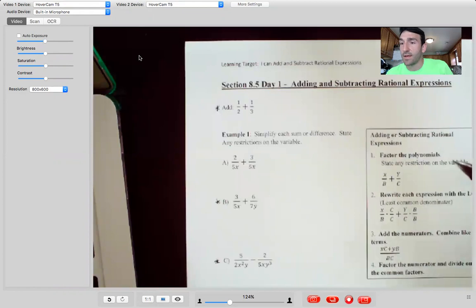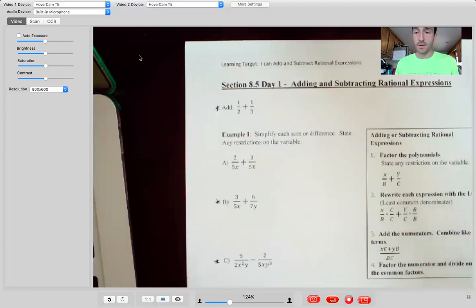As we have in the last couple lessons, the first thing we want to do is factor if possible and state any restrictions. Remember, that's anything that makes the denominator equal to 0. Then we want to rewrite the expression with an LCD, lowest common denominator. Just like any other addition with any fractions, you can't add or subtract without a common denominator. That's going to be the tough part. And then we add and combine like terms, and then factor again if necessary.